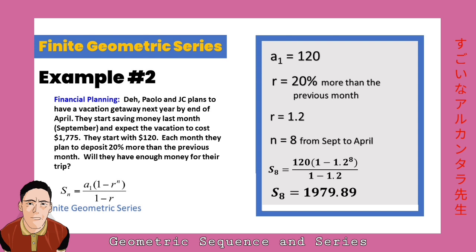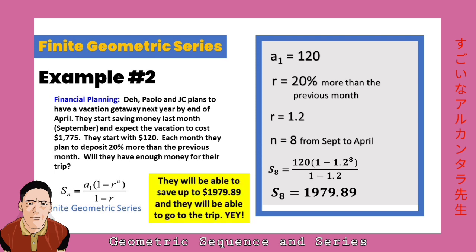And in this case, when you're answering a word problem, don't just give the value or the digits. Give also the answer to the question. The question is, will they have enough money for their trip? The answer is yes, because their goal is simply 1,775. But if they will continue with this kind of progression, they will actually have more money than expected. So you have to be like that, okay? You have to answer the word problem in total.